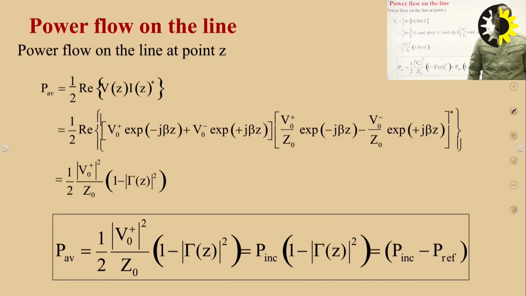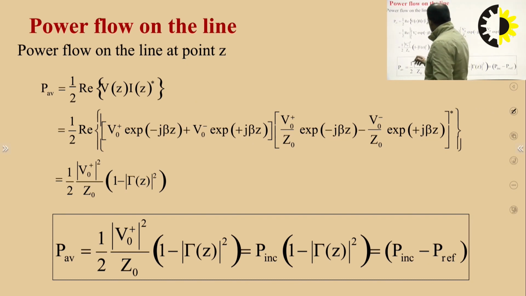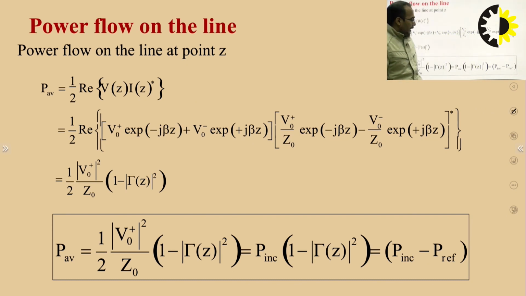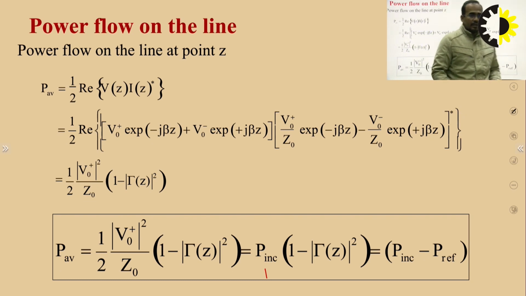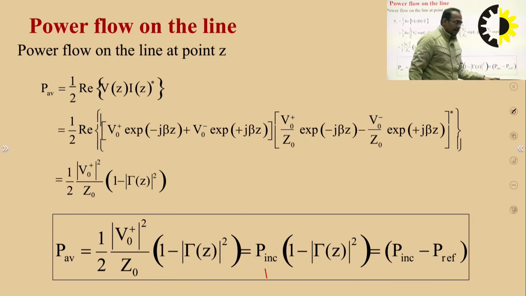Now we can calculate the power flow. Power flow is nothing but P average is equal to 1 by 2 real part of Vz into Iz. By using this formula we can put in the values and we will get P average is equal to 1 by 2 V naught square upon Z naught into 1 minus gamma square, where 1 by 2 V naught square upon Z naught is nothing but the incident power. If I multiply this incident power by the reflection coefficient, I will get the reflected power. So this P average is nothing but the incident power minus the reflected power.